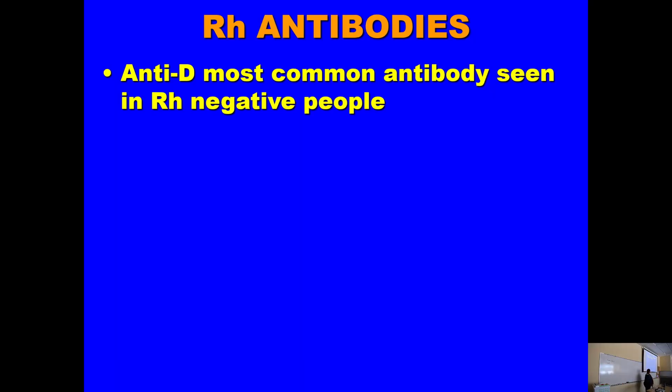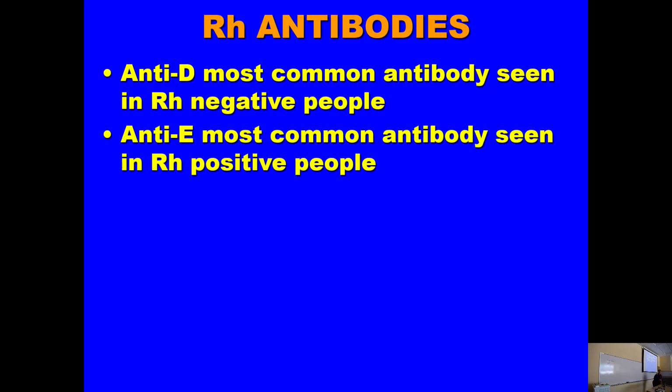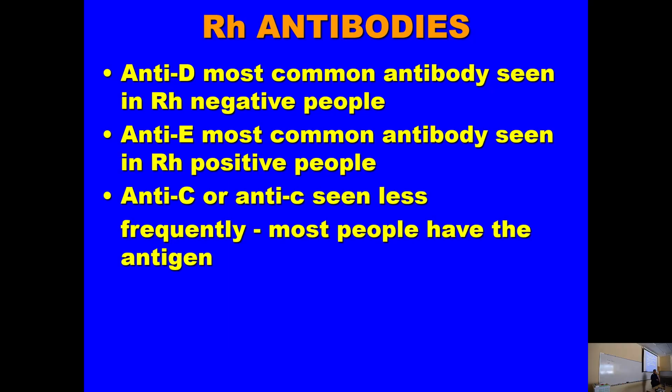Of the Rh antibodies, the most common is going to be anti-D in Rh negative people. In Rh positive people, the most common we're going to see is anti-big E. Anti-big C or little c are actually less frequent because most people have both of those antigens. You guys remember how high they were, 80 and 70? So most people have both, so we don't see those as often. The reason we see anti-big E is that only 30% of people have it. So a lot of people don't have it and are going to develop antibodies to it if they get the blood. Because 30% is enough to get exposed, but not enough where a lot of people have it.